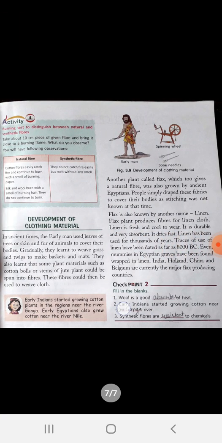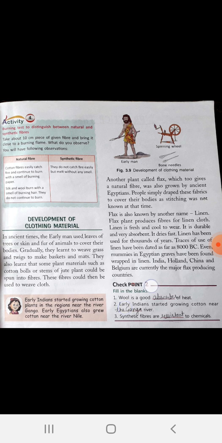Now, the development of cloth material. You all know that in ancient times, early men used to cover their body with the leaves of trees or skin and fur of animals. Gradually, they learned to weave grass and twigs to make baskets and mats. Then they also learned that some plant material such as cotton balls or the stem of the jute plant could be spun into fibers. These fibers could then be used to weave cloth.